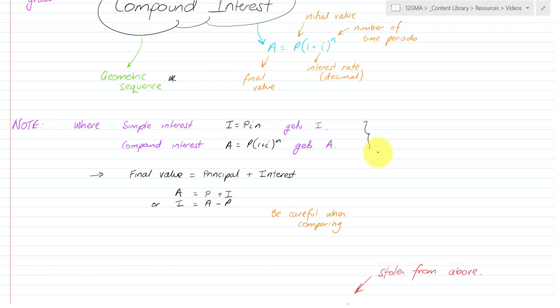The final value for a simple interest formula is equal to the principal plus interest, and that means that if you wanted to compare the interest earned, well, that would be A minus P. So this is the one that you would use for simple interest to work out A. This is the one you'd use for compound interest to work out I. So be careful when comparing. You have to have converted one of them.